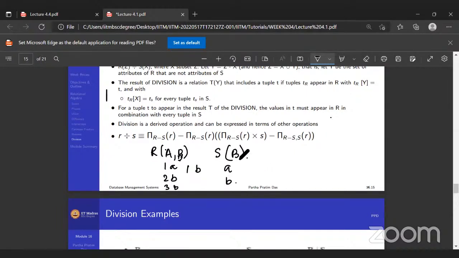First operation: we take only this attribute from R and we multiply with S. This is the expression. Then we take R minus S. R minus S means A. You're able to get it, right? If we take R minus S, then only A will be there.